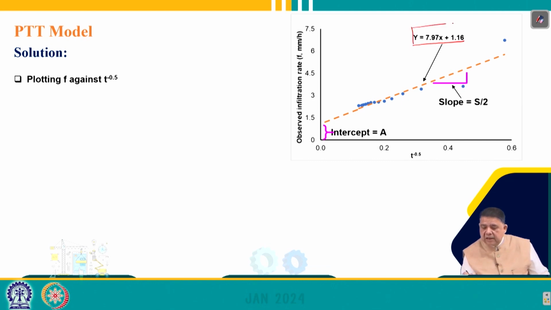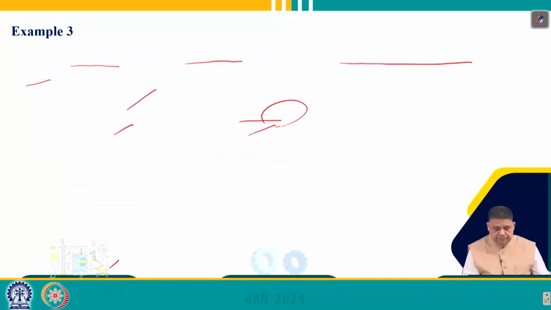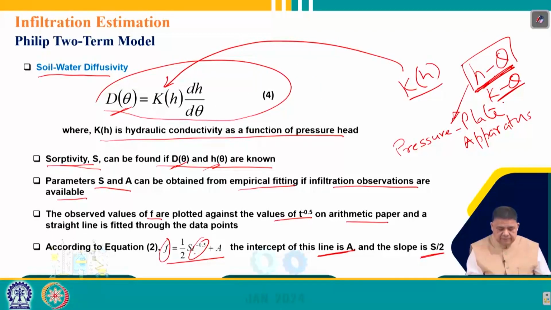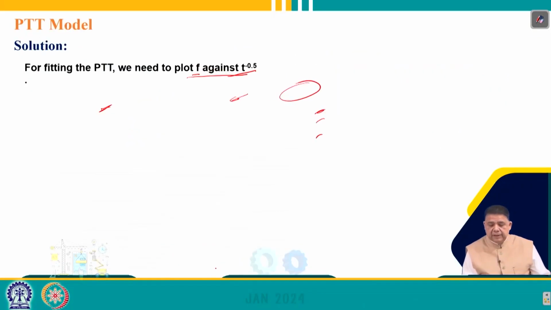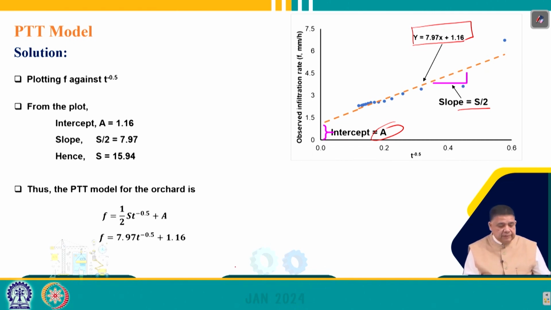As I said, I have used Excel to fit this line and give this equation, but one can also use the least square method or any other software, or even manually use a calculator to calculate and fit this equation. And we know from the equation, if you remember, that the equation is of the form f equals half s t to the power minus 0.5 plus a. So, from here we know that the slope of the line is s by 2 and the intercept is a, and the values are already given.